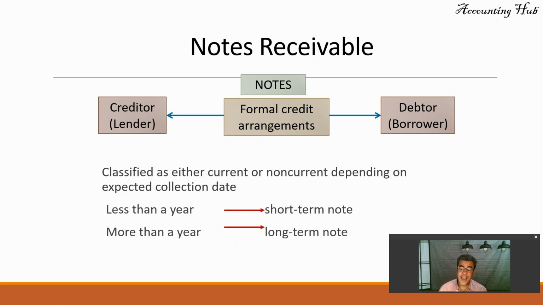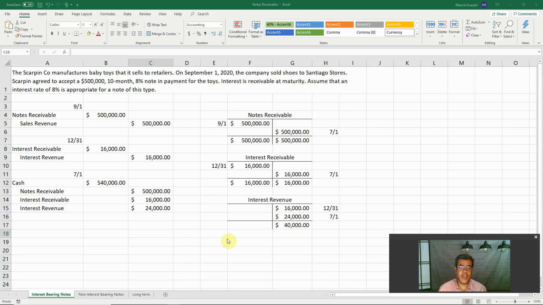What is the difference, guys, between notes receivable and accounts receivable? It is the interest. Notes receivable, we have interest attached to the note. Accounts receivable, we have no interest, only a late payment fee. Okay, so notes receivable, interest. Accounts receivable, no interest. And let's go to our Excel file.